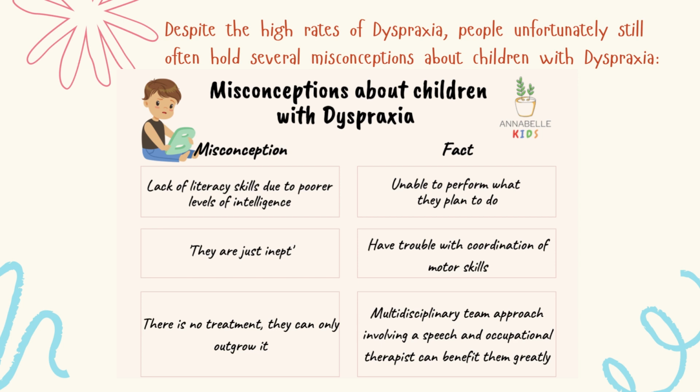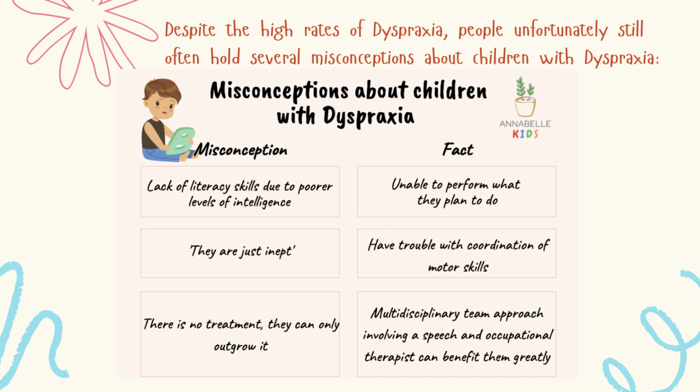In fact, they are only unable to perform what they plan to do because they have the ability to think and to do, but they are just unable to do it because they have a coordination problem. When they have this coordination problem, they don't have the ability or strength to do something. They have thought it through, they have plans, they have things to do, but physically they are unable because of this disorder.